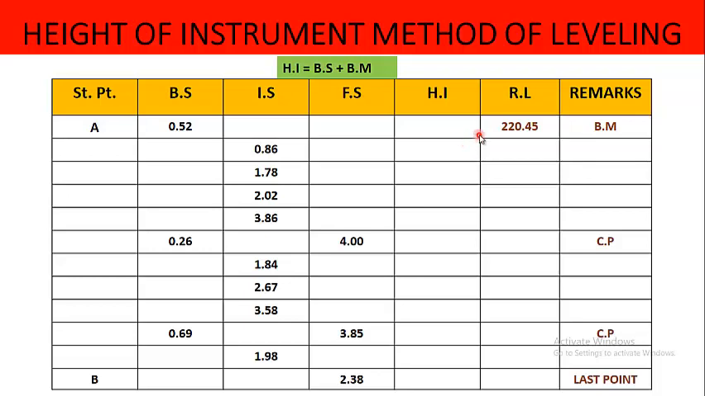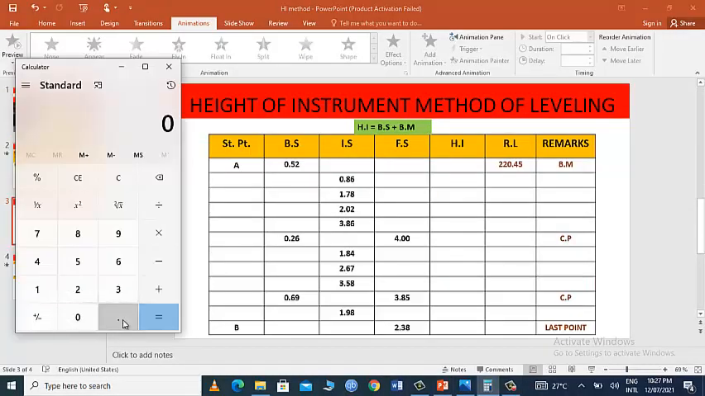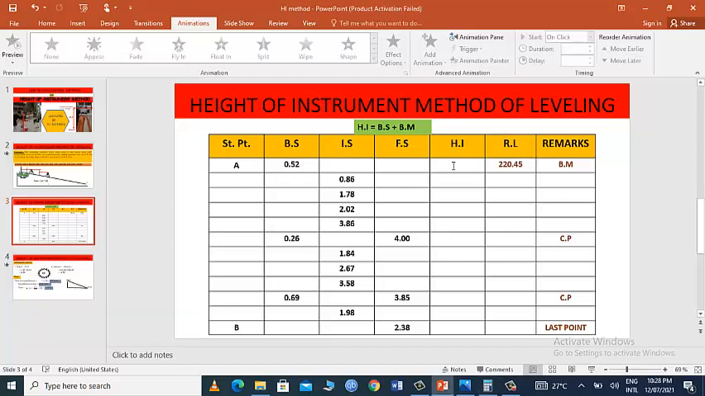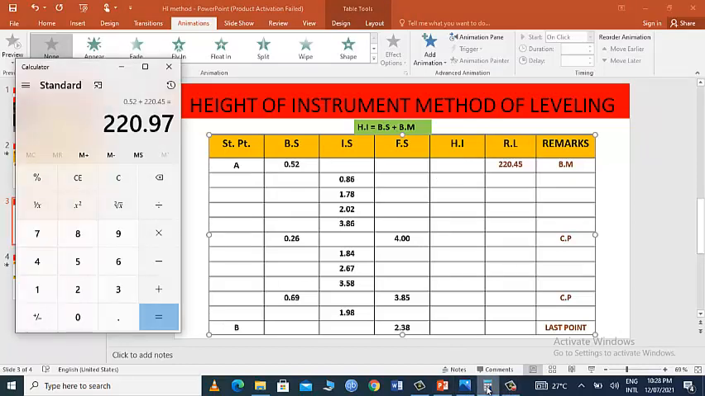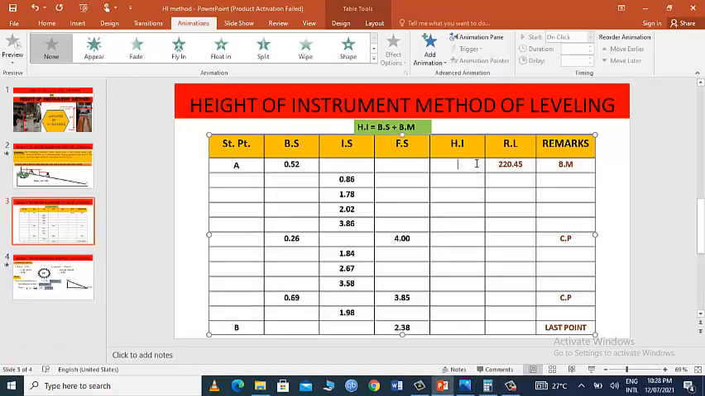The first step is to make HI. What is HI? Height of instrument is equal to backsight plus benchmark. Backsight is 0.52 and benchmark is 220.45. By summing up these two values we will get HI. I will use the calculator to explain it to you: 0.52 plus 220.45, we will get the HI, that is 220.97.